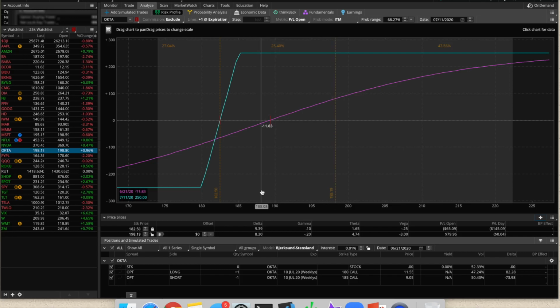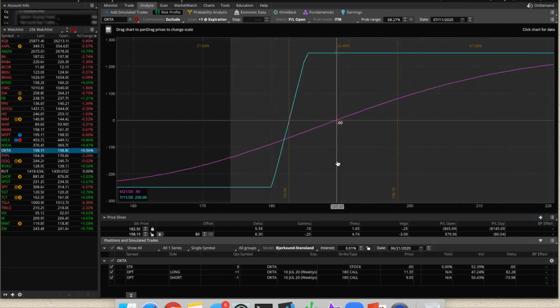So we bought the spread, the 180/185 spread, somewhere over here when Okta was trading at 180. Look at the bottom, this is the price, 180. For us to make the maximum profit on the spread, Okta should expire above or at 185. So this is 185. From 185 onwards, it doesn't matter where it expires. 186, 190, 200, doesn't matter. Remember, with debit spreads, the profit potential is capped.